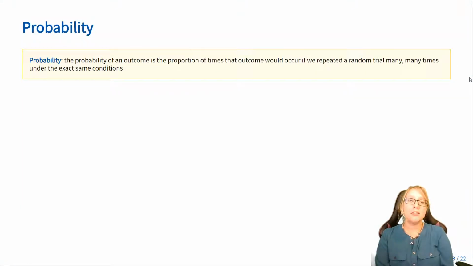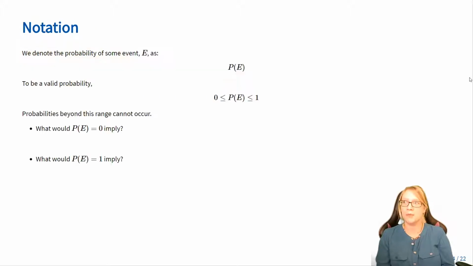So let's start with the definition of probability. Probability is the proportion of times that an outcome would occur if we repeated an event many times under the same conditions. So essentially, what is the long run likelihood or the long run chance that a particular outcome would occur? We denote the probability of some event as P of E. So capital P in parentheses represents a probability.